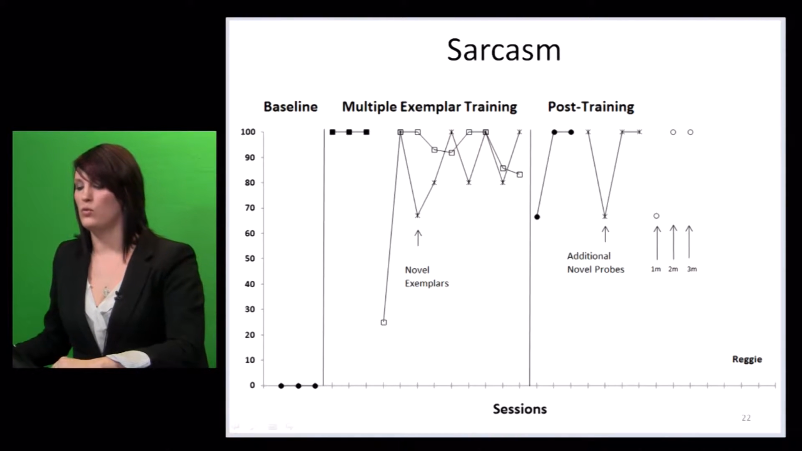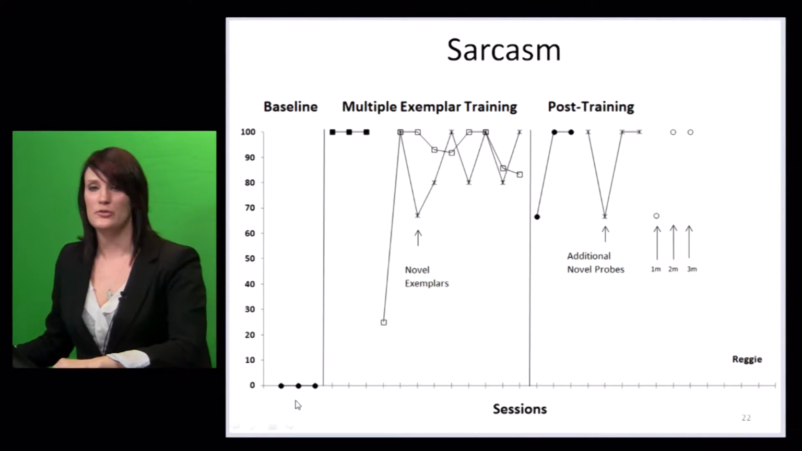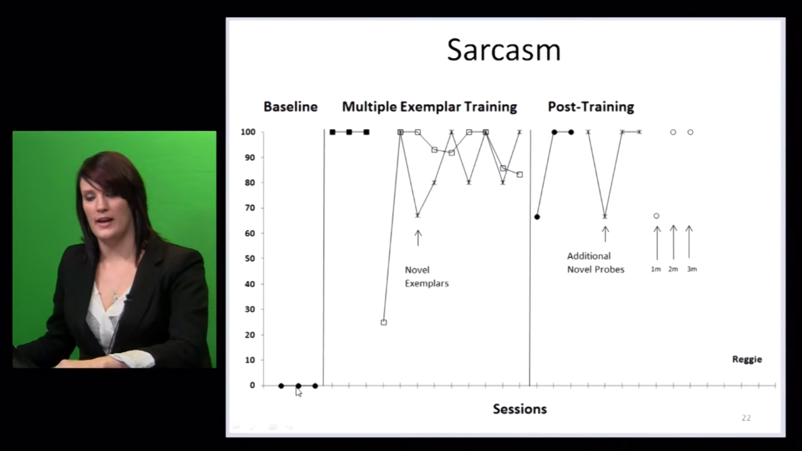So here's an example of one of the child's data from the study. We included 3 children in the study, so this was in a multiple baseline design. Again, note how we first started with baseline and probes, and then went to training and then post-training to retest the probes we used in baseline. For this child specifically, in baseline, he was responding with 0% accuracy to all sarcastic comments. So if I were to say, oh, the weather is awful outside, I definitely don't want to go for a walk, he would have probably responded literally to that and said, no, it's really nice outside, we should go for a walk.